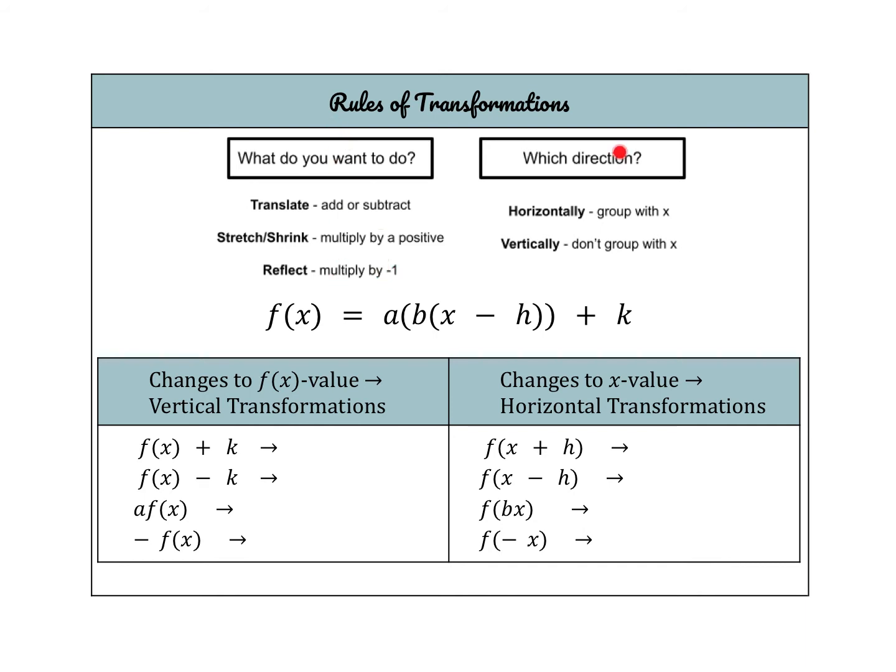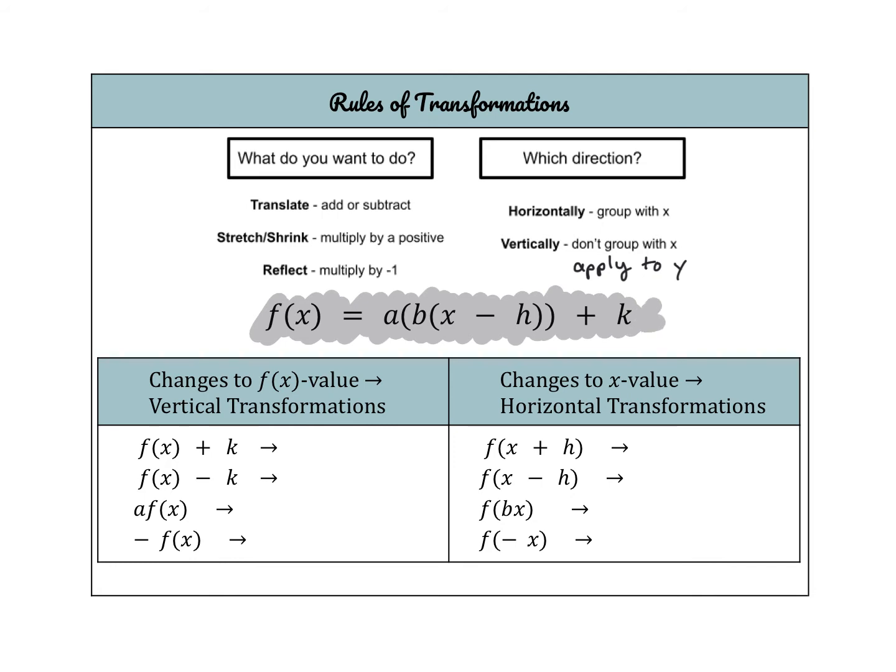Now, once you know what you want to do, you have to decide what direction. If you want to do anything horizontally, again, you're going to apply it to the x. If you want to do something vertically, you don't want to apply it to the x, you want to apply it to the y. So we'll add this in, apply to y. We say group with x or don't group with x as it applies to what your equation looks like. But again, anything horizontal will affect x, anything vertical will affect your y. So this right here is a kind of general equation for all translations or transformations.